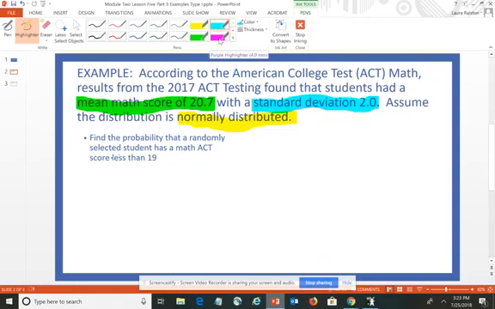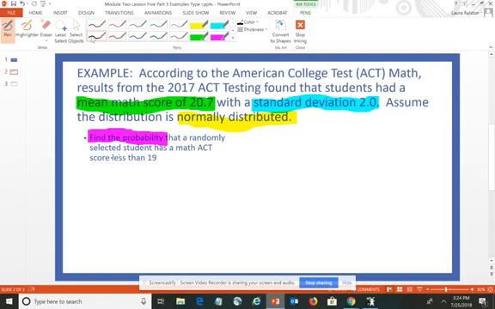The wording of the question is my clue as to the command I need to use on the calculator and how I need to go about working the problem. And that phrase is find the probability. So that tells me which command I want to use. So we want to find the probability that a student has a score less than 19 on the math ACT.